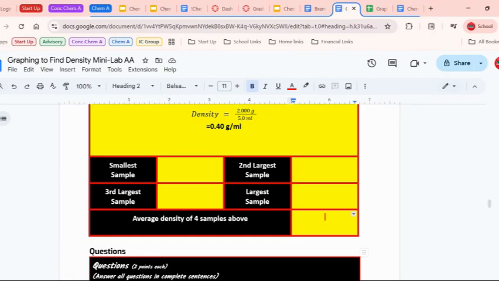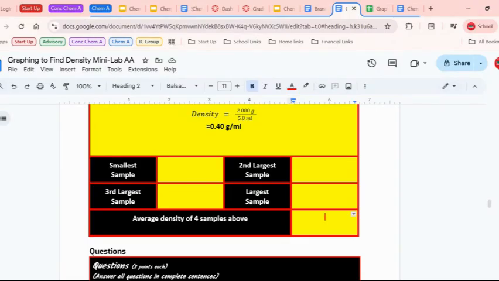Then you are going to find the average of these four densities. Average is found by adding up those four numbers all together and getting a total, then dividing that total by 4. Now, just as a point of reference, ladies and gentlemen, the average should always be between the highest and the lowest value. So, when you get this number, check your numbers up above. Which one is the highest? Which one is the lowest? This average should be to 2 sig figs like these two measurements were.